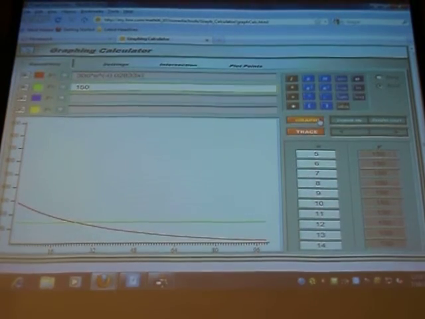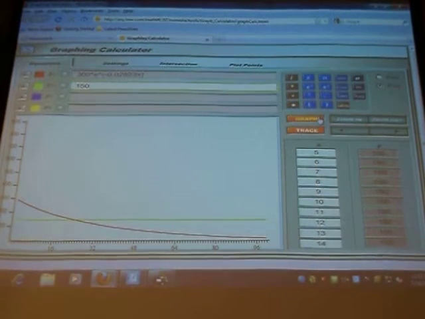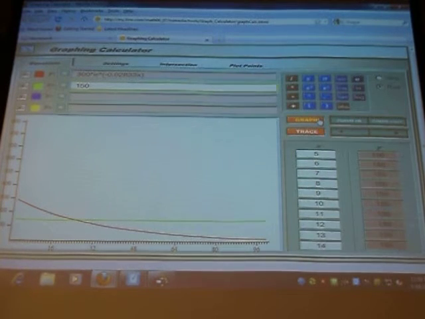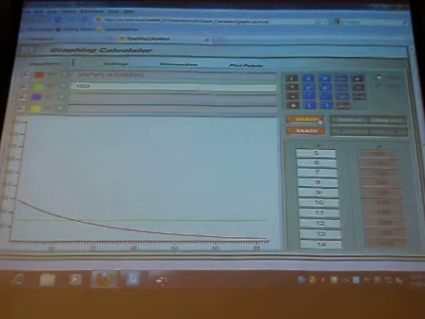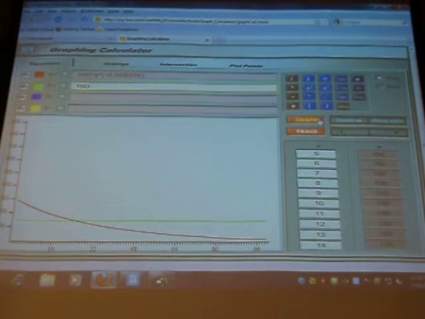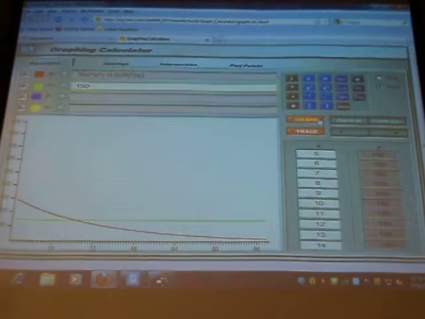Now, what's the green line? The green line is half my original amount. So what was your original amount? Yours is 300. Oh, yours is the same as mine. So if you start with 300, then half would be 150. So I put in 150 for my green line.